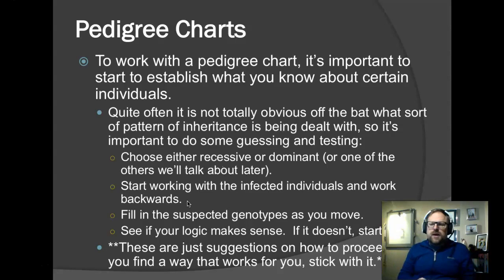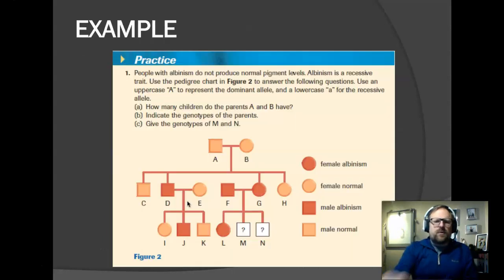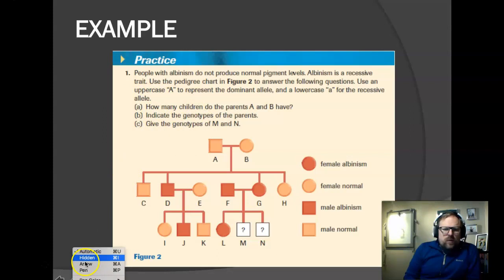Sometimes you need to do a Punnett square, if you can't work it out in your head, to see if it makes sense. But if you've done enough practice with Punnett squares, you can almost start to do them in your head for these simple things. So here's an example that came out of your textbook. And we'll sort of work our way through this together, and I'll sort of explain my logic if I can.